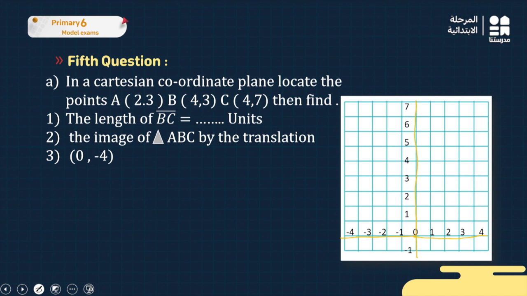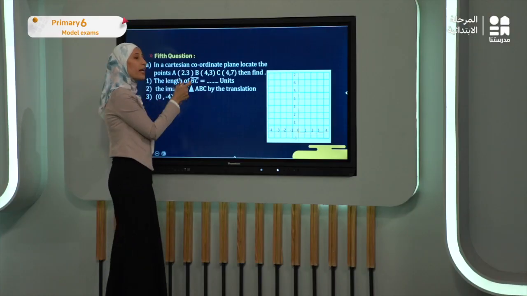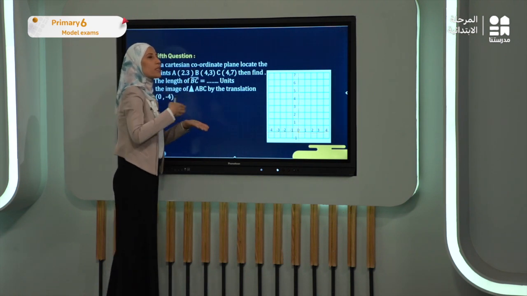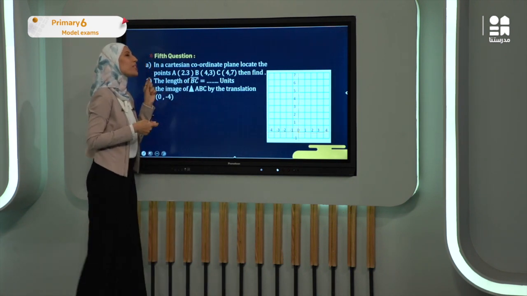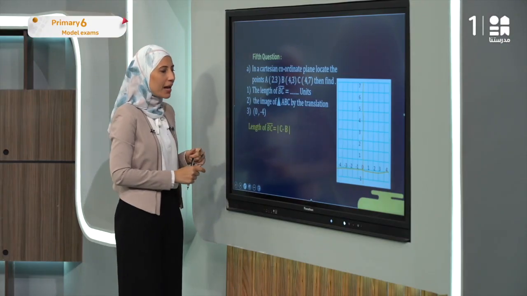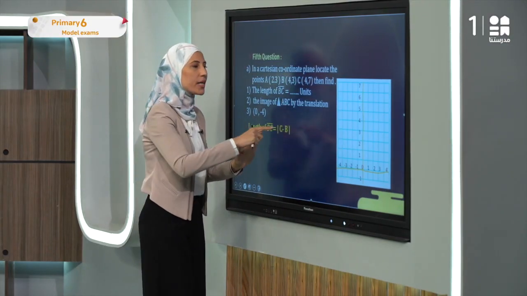How do I find the length of BC? Let's remember. To find the length of BC, I have a rule. This rule tells me absolute value of the ending point minus the starting point. What is the ending point? How do I know it? By looking at BC. BC means my starting point is B and it ends at C. So I will make absolute value of C minus B.